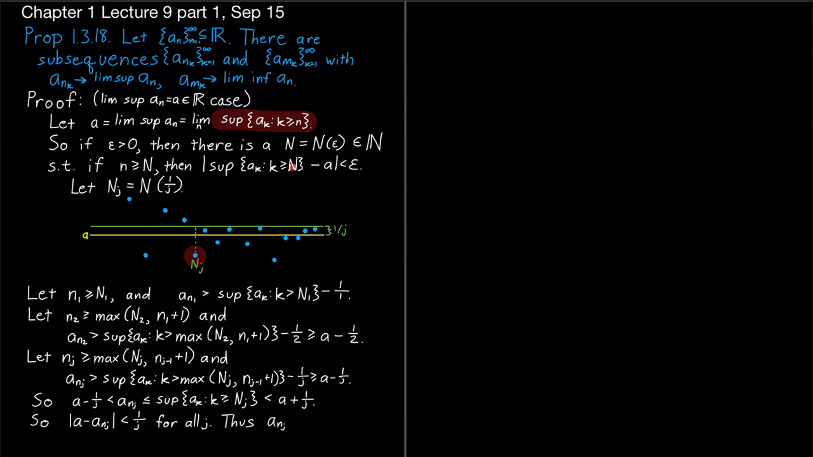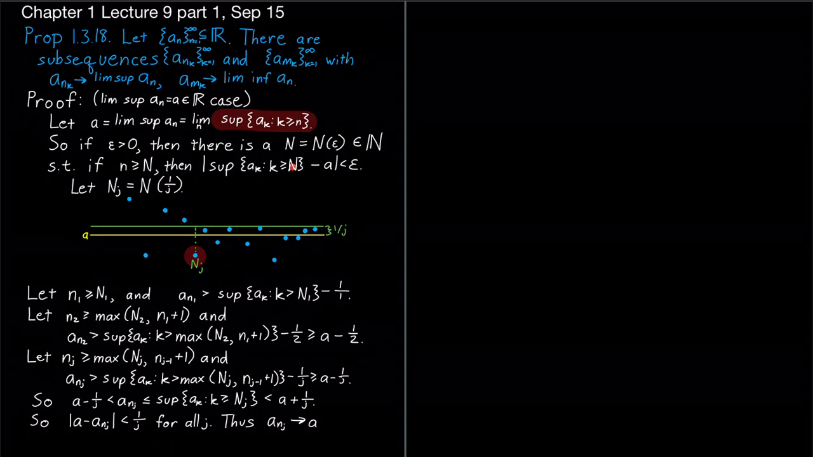a sub n sub j is converging to a, and you can check this using the epsilon-N definition, this time taking n bigger than, say, 1 over epsilon. You just find a 1 over j that's less than your epsilon, and you take your n far enough out.